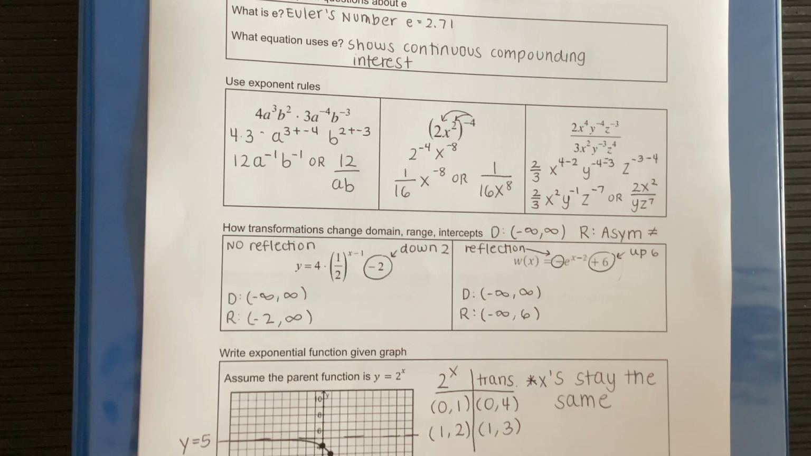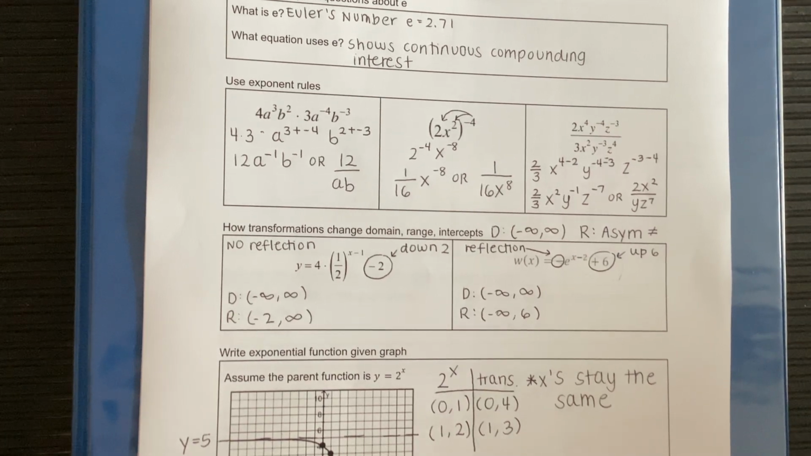And then finally, division of powers, you're dividing coefficients if you can. You can't in this case because it's 2 over 3, that's reduced. And then you're subtracting exponents, only if they have the same base. So that's kind of looking at exponent rules.